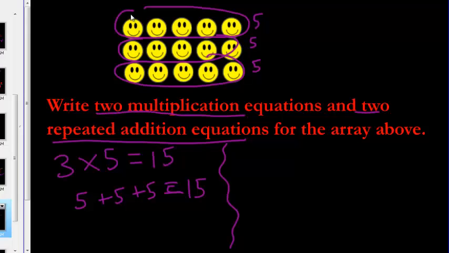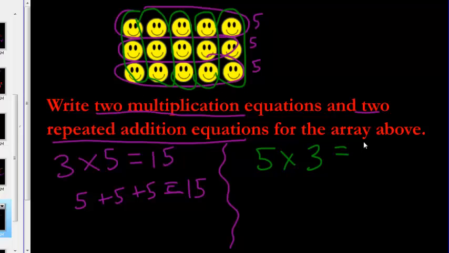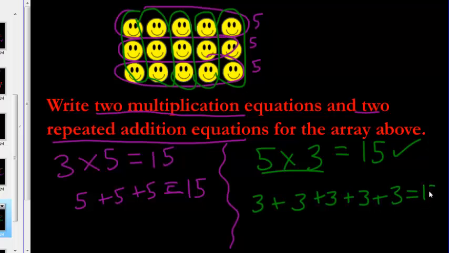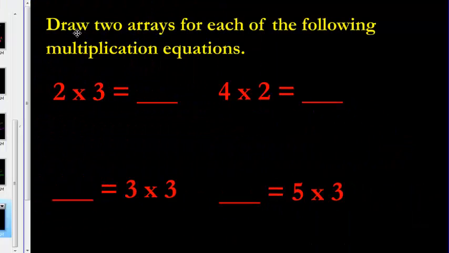Now for the second part, we could have went in columns. So we could have went 1 column, 2 columns, 3 columns, 4 columns, 5 columns. That's 5 times. And how many are in each one? We got 3. So we got the same answer, 15. Give yourself a mark for 5 times 3. And the repeated addition for 5 times 3 would have been 3 here, plus another 3 here, plus another 3, plus another 3, plus another 3. And that's also 15.